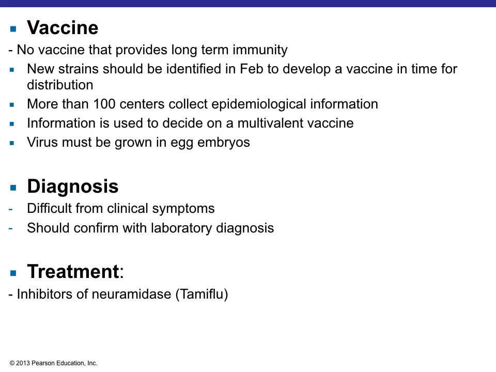So there are many centers to collect epidemiological information. The information is then used to decide on which multivalent vaccine to use. Multivalent meaning you put several different viruses in there so that you can enhance your chances of creating immunity in the patient. In this case, viruses must be grown in embryonated eggs.